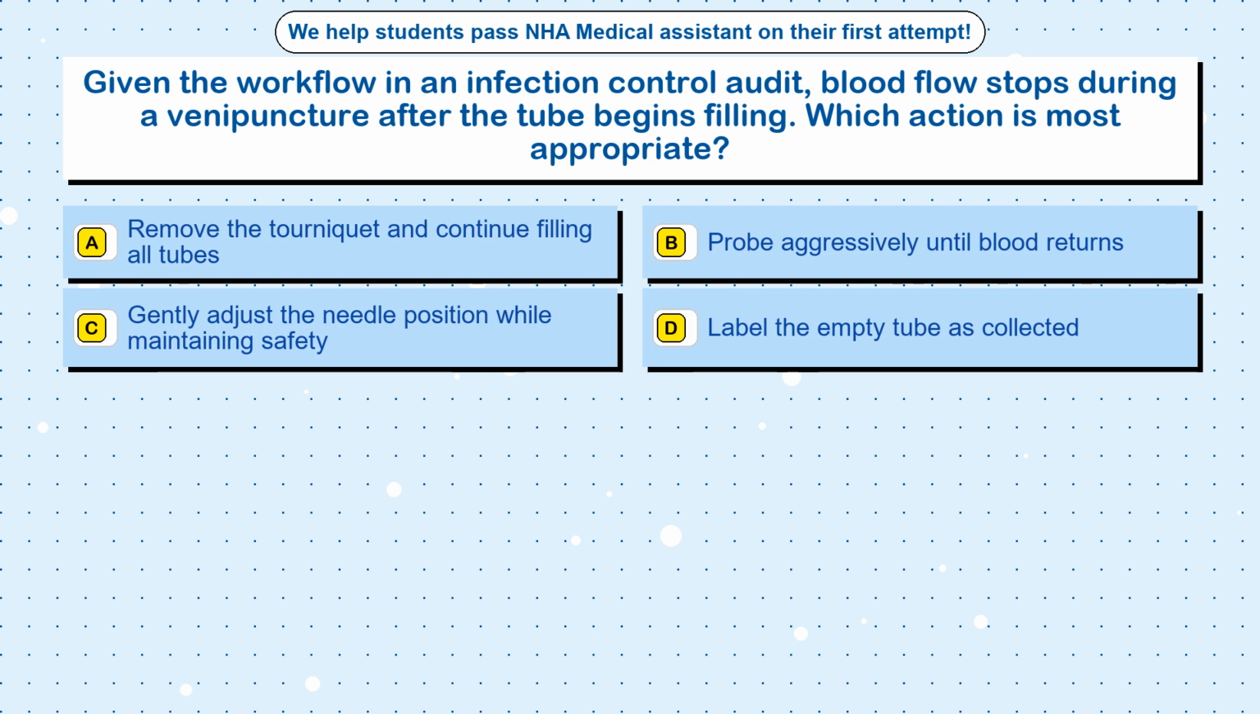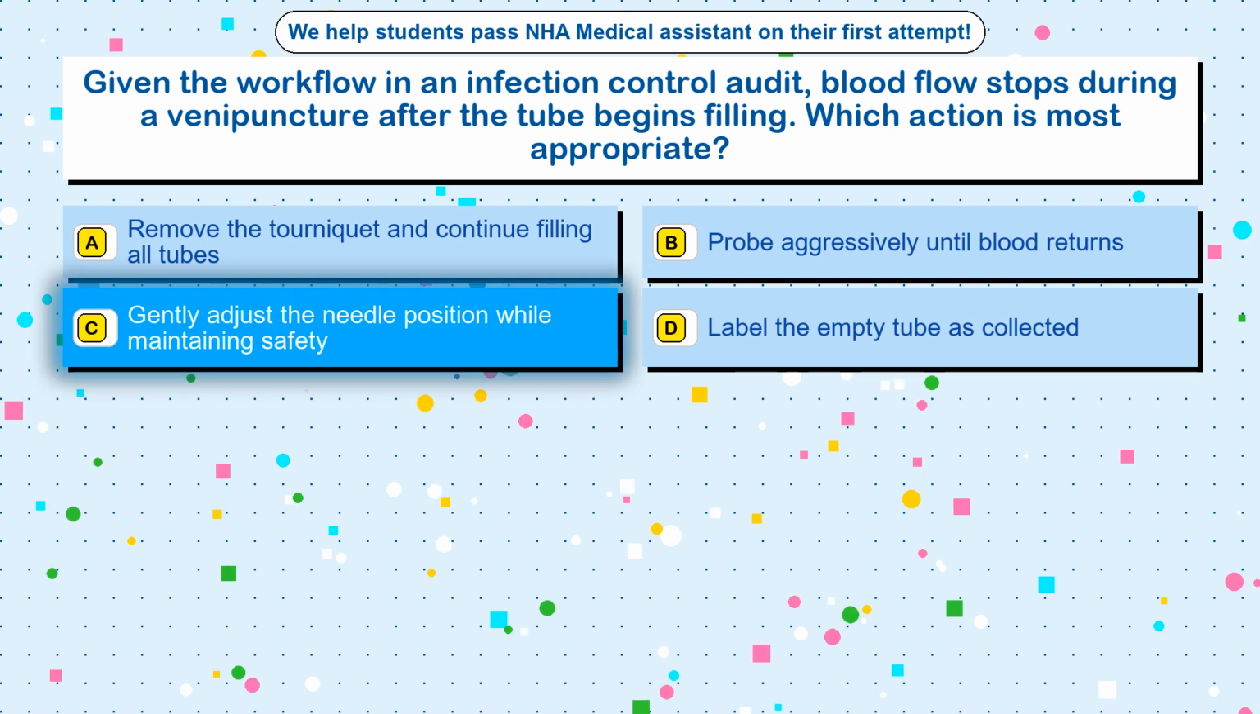Question 22. Given the workflow in an infection control audit, blood flow stops during a venipuncture after the tube begins filling. Which action is most appropriate? Option A, remove the tourniquet and continue filling all tubes. Option B, probe aggressively until blood returns. Option C, gently adjust the needle position while maintaining safety. Option D, label the empty tube as collected.